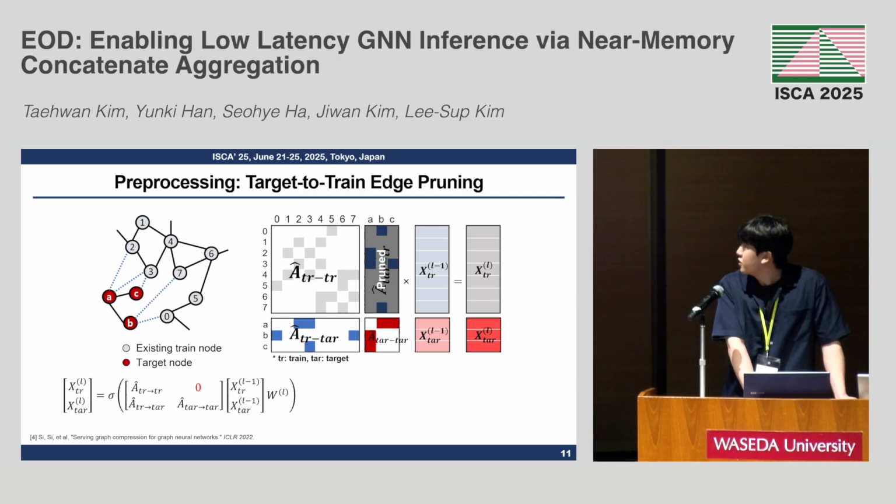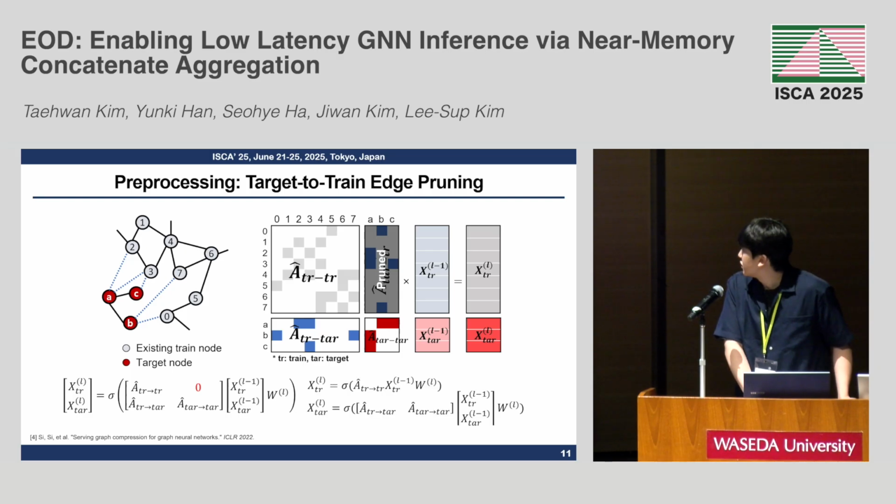Because this setting is based on inductive learning, where the primary goal is to compute the results for the target nodes. Then, the feature representations of each train and target node can be expressed using these equations.